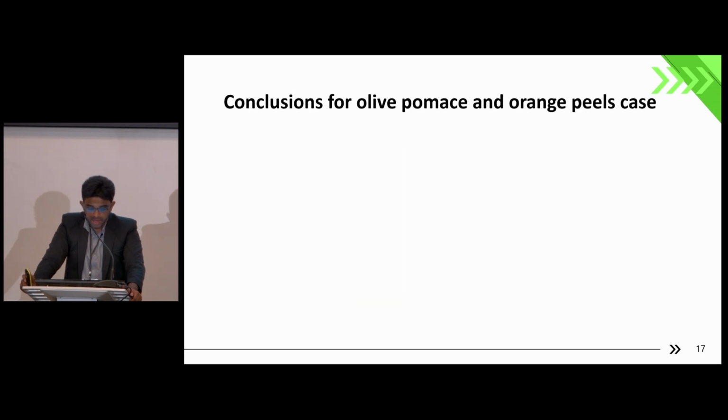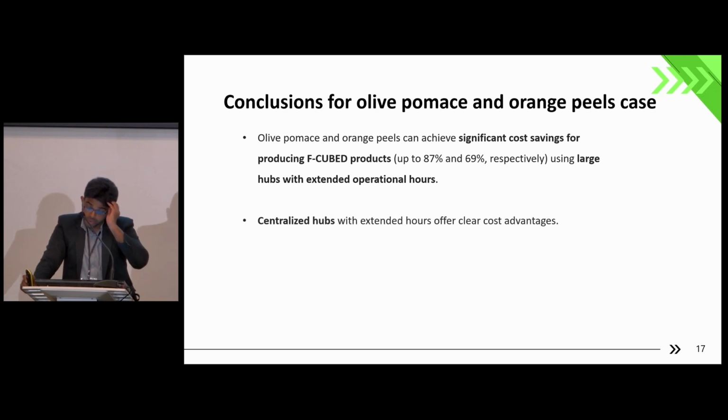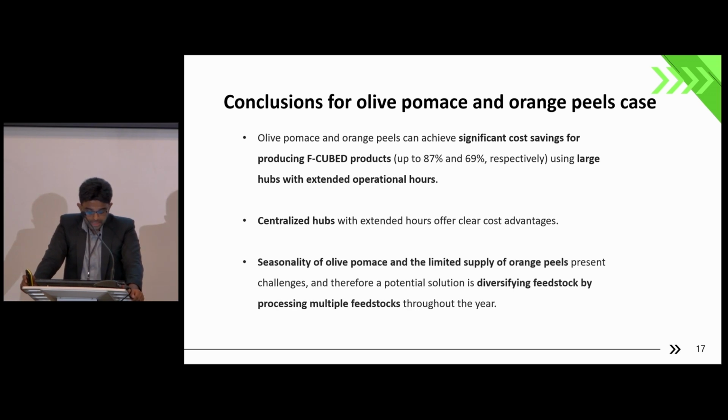So the conclusion for the oligopomus case is that oligopomus and orange peels achieve a significant cost saving, producing F-cube products, up to 87 to 69% using a large hub and with extended operation hours. And a centralized hub with extended operation hours offers clear benefits. The challenge is the seasonality of oligopomus and orange peels, because we cannot operate 24/7. We cannot have 7,500 operation hours. But if we can diversify the feedstock throughout the year, then I think achieving 7,000 might be possible. But it's a suggestion.